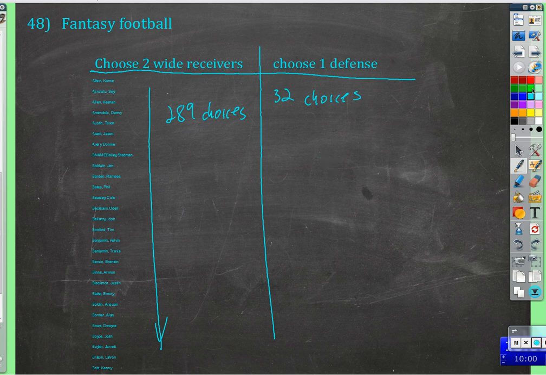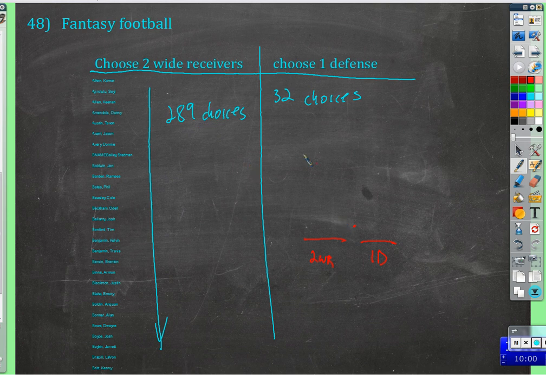So how do we calculate this? Well, we're going to first pick 2 wide receivers. And the second thing we're going to do is choose 1 defense. How many ways can we choose 2 receivers? Well, I listed them all here. There's a lot of them. It goes on for a very long time. I couldn't find a way to list them all here, but there's 289 of them.